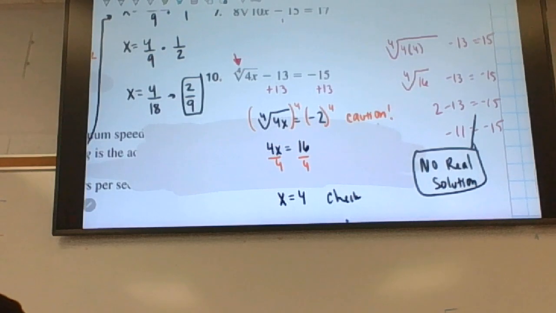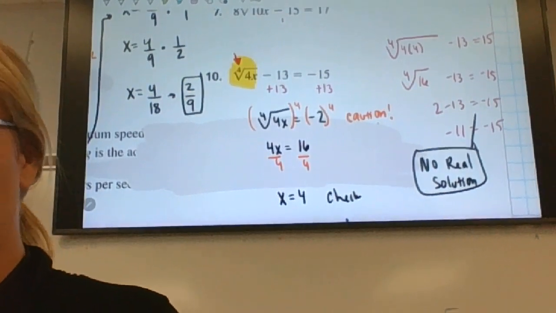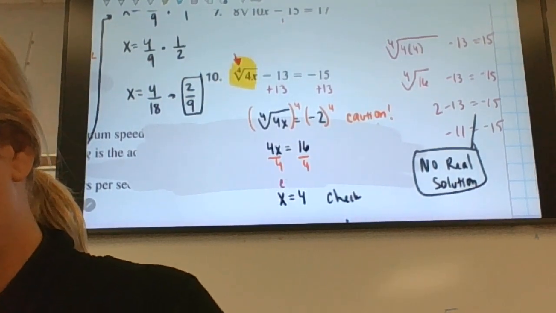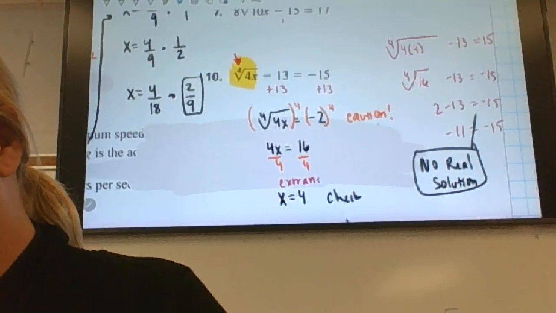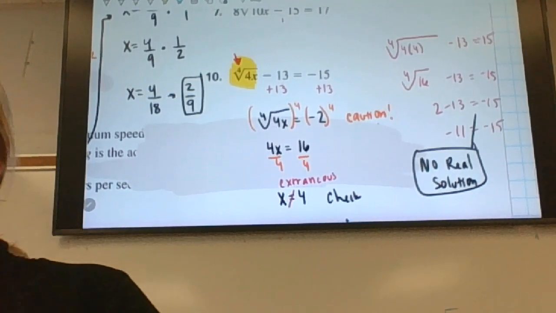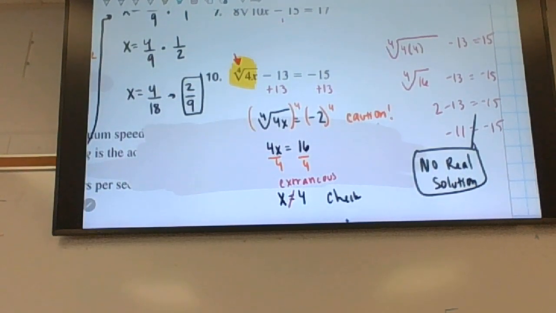You really just have to be careful with the even roots. For cube roots, typically not an issue, but with even roots, be really careful. This one's called extraneous. I'm going to put a line through it because it's not going to work. I can't plug it in.